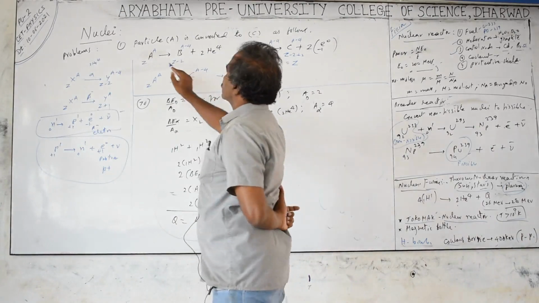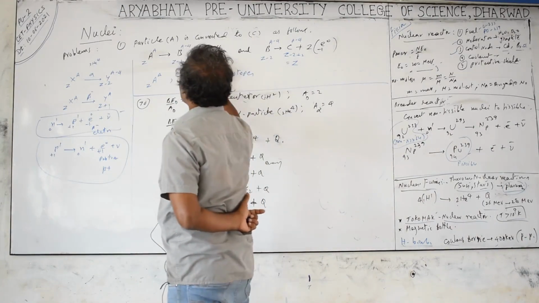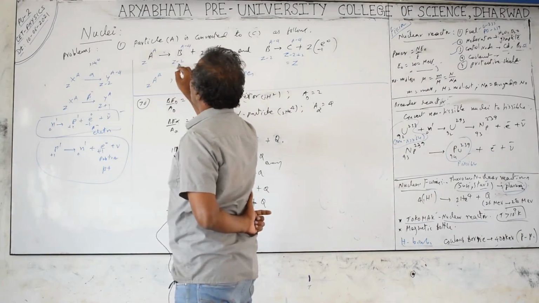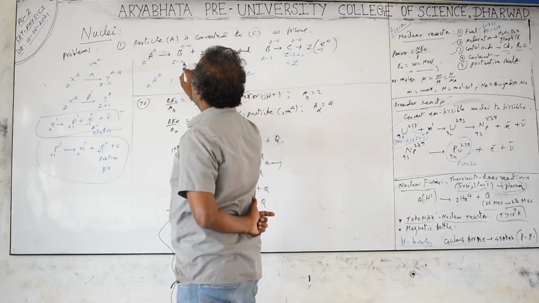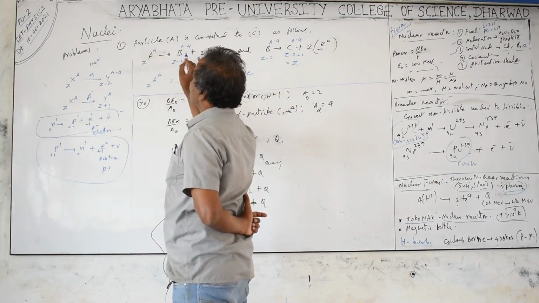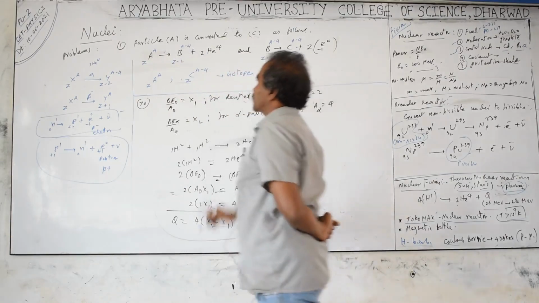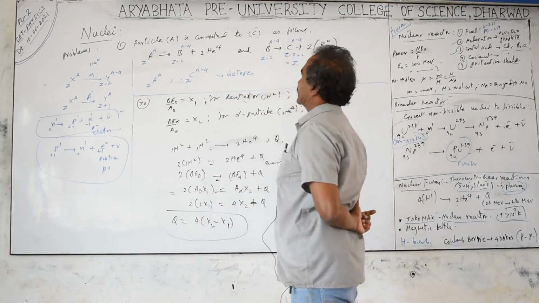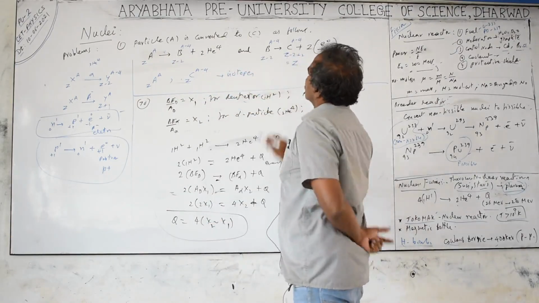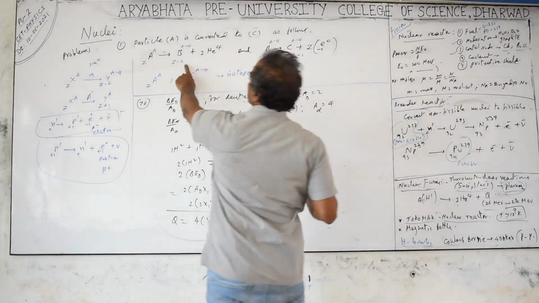Next, so here what is happening? It is emitting alpha particles. When it emits alpha particles, Z decreases by 2 units, A decreases by 4 units. This A and Z are changing, so they are not isotopes, they are not isobars. In this question they asked whether they are isotopes or isobars. Next, B is unstable, and disintegrates again.